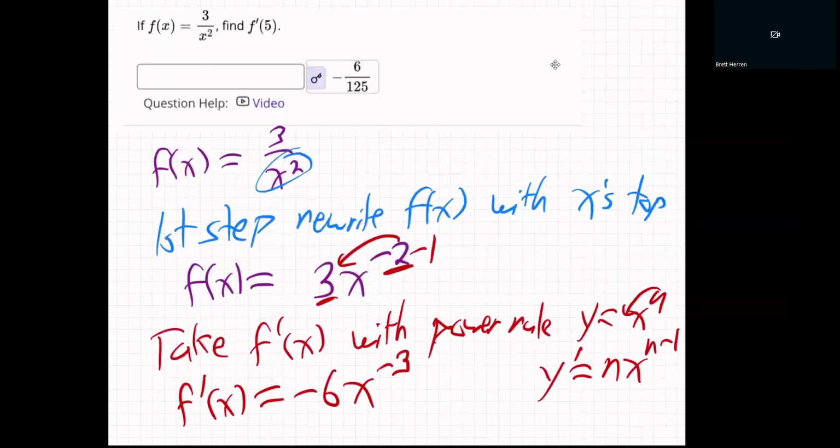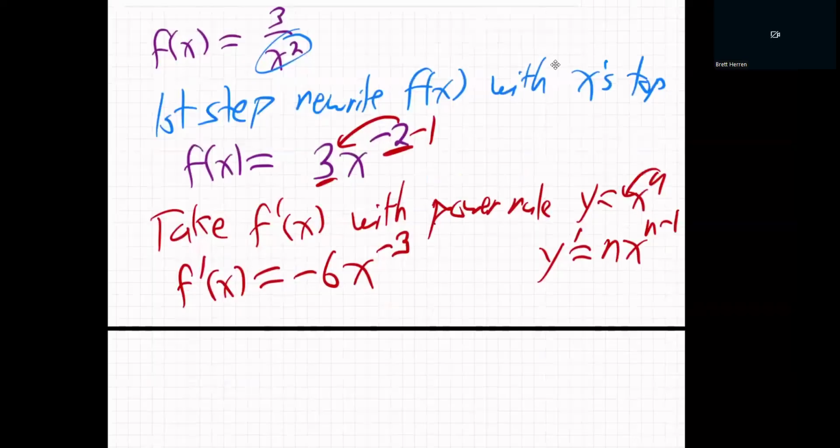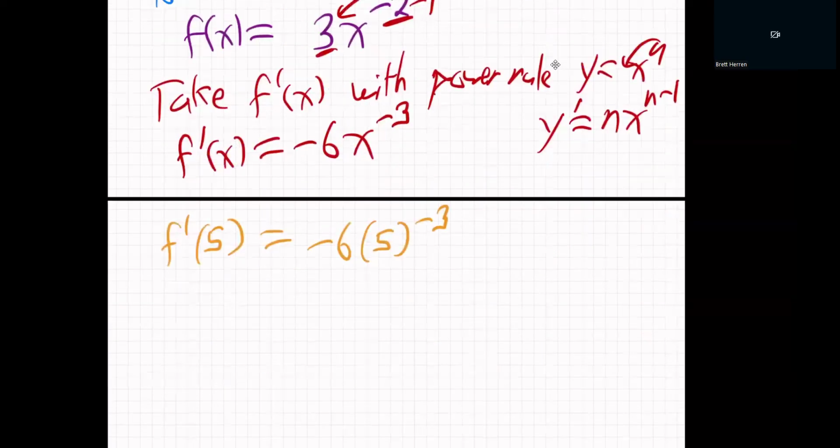Now, we're not done because they didn't just ask us for f prime of x. They said find f prime of 5. So now I've got to plug a 5 in for x. So I get minus 6, 5 to the minus 3. Now, what does that negative power do? It moves that whole thing down, and then the power becomes positive.